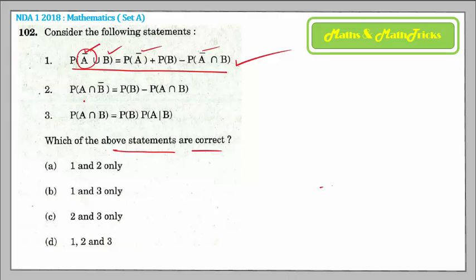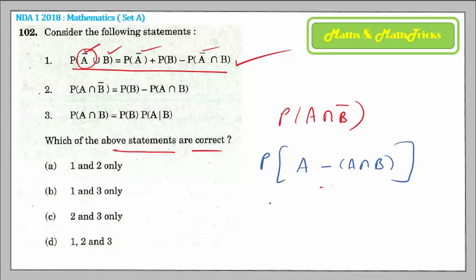And now the statement 2, if you see, probability of A intersection B complement. You know what does it mean? This is same to say that probability of A minus A intersection B event. So it basically becomes probability of A minus probability of A intersection B. But they gave us probability of B minus probability of A intersection B, which is a wrong statement.